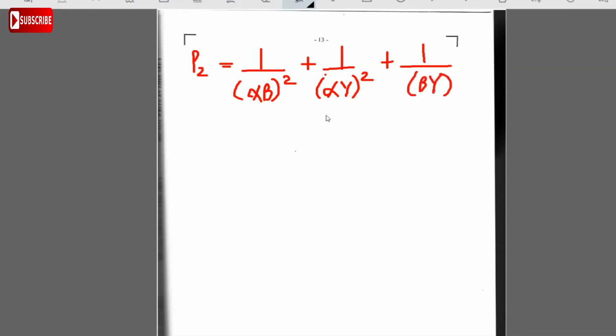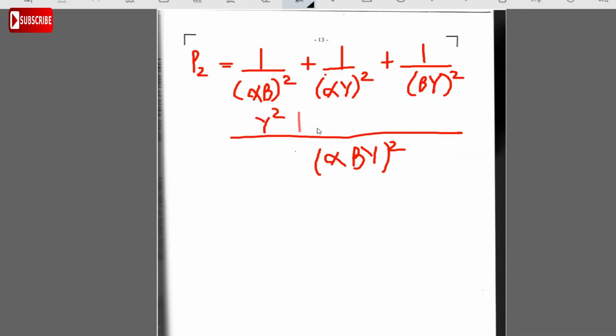So again, we're going to use the LCM, and the LCM for this is going to be alpha beta gamma, all squared. When we work this out, this into this leaves gamma squared, this into this leaves plus beta squared, and this into this leaves alpha squared. So gamma squared plus beta squared plus alpha squared. But what is gamma squared plus beta squared plus alpha squared?